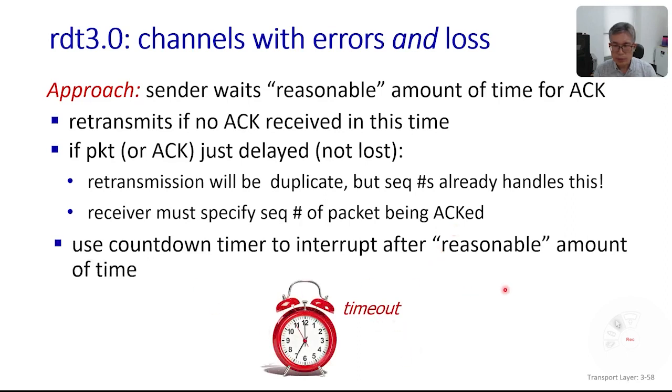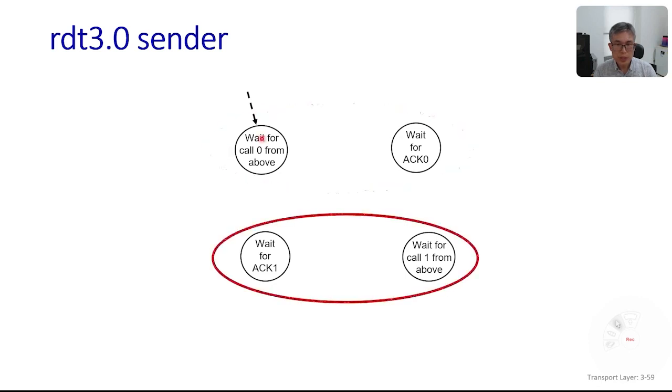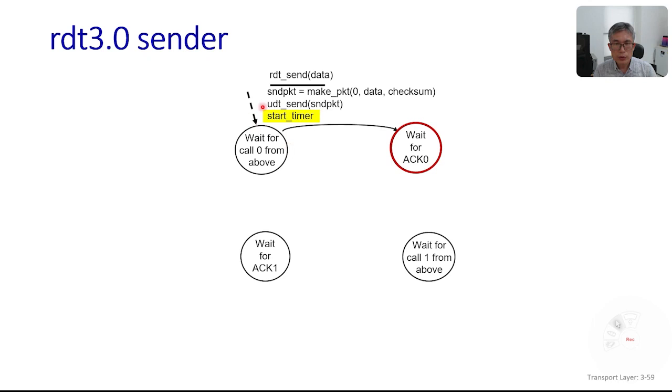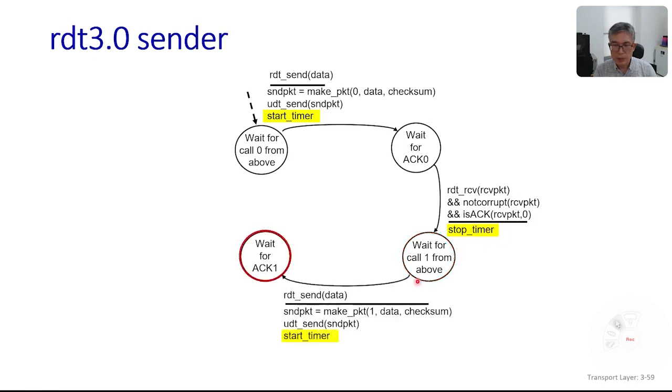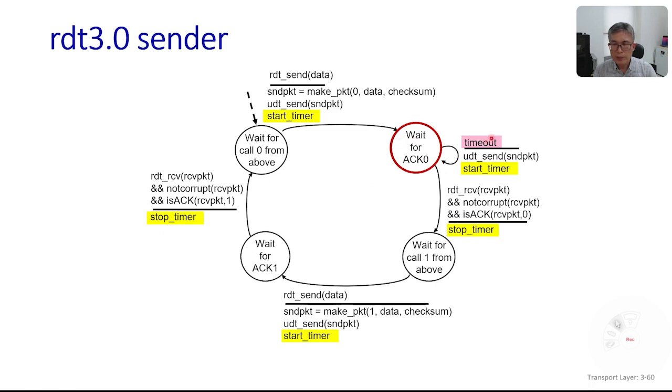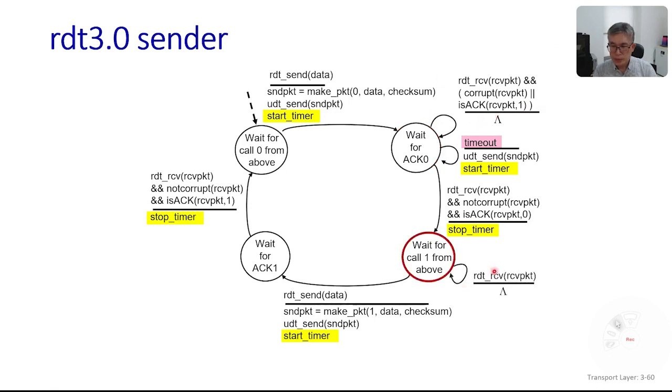So we use a timer with a reasonable time. In the sender case here, it transmits packet zero, starts the timer, and when it receives the acknowledgement, it stops the timer. Similarly, it transmits sequence number one, starts the timer, receives the acknowledgement for sequence number one, and stops the timer. On the other hand, if a timeout happens, the previously transmitted packet is retransmitted and the timer is restarted. However, a corrupted acknowledgement or a duplicate ACK is just ignored. Similarly here, the packet is received well.